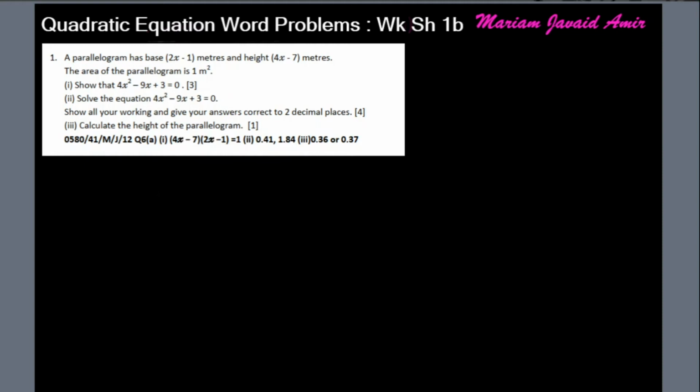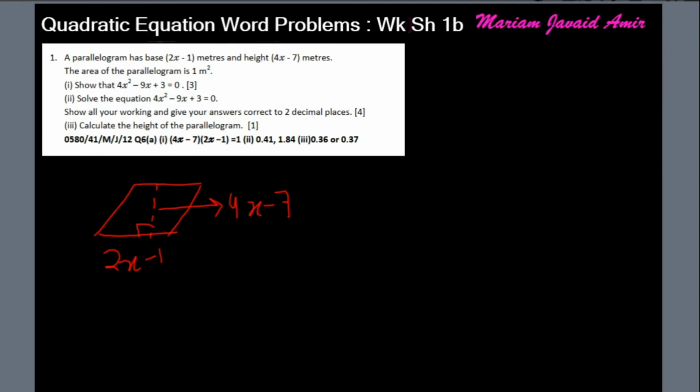We're doing worksheet number 1B, which is about word problems related to quadratic equations. This is question number 1, which says that there's a parallelogram whose base is 2x minus 1 and whose height is 4x minus 7. So height is the vertical length, this one. So the height is 4x minus 7 meters, and we're given that the area is 1 meter square.